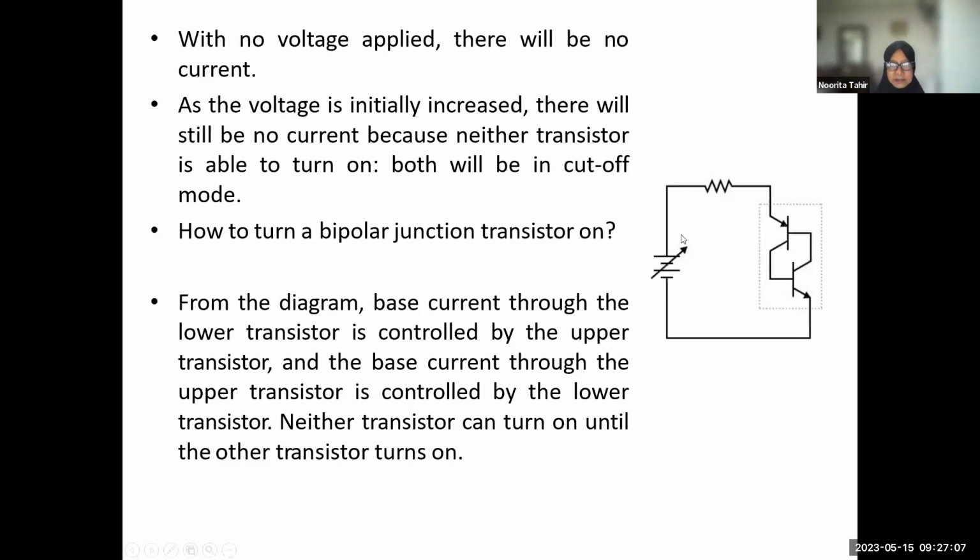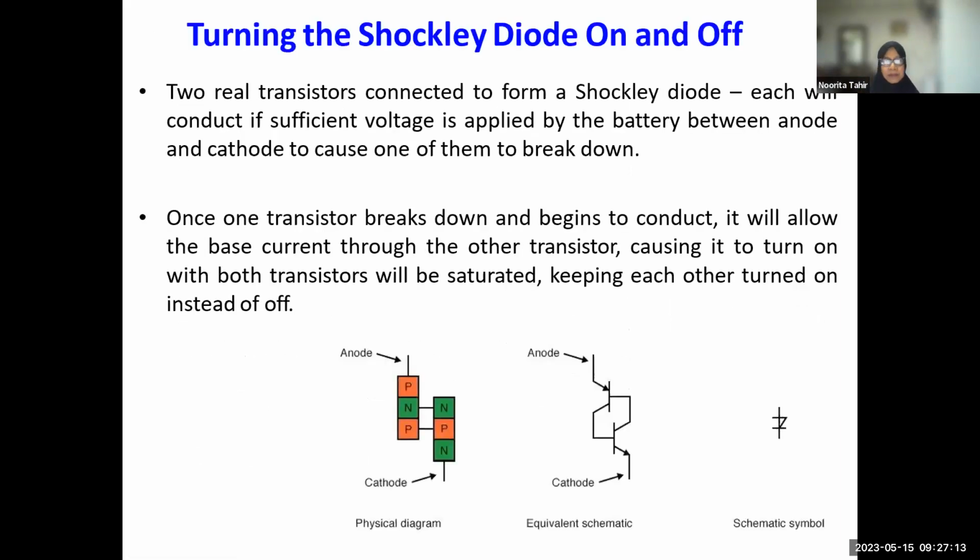Okay, a Shockley diode. What we are looking at here is actually a Shockley diode. Two transistors connected to form a Shockley diode. A Shockley diode can be forced to turn on by applying a sufficient voltage between the anode and the cathode, which will cause one of the transistors to turn on, which then turns the other transistor on.